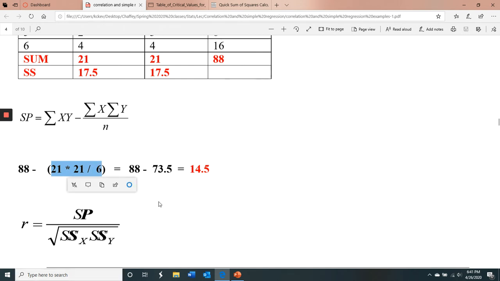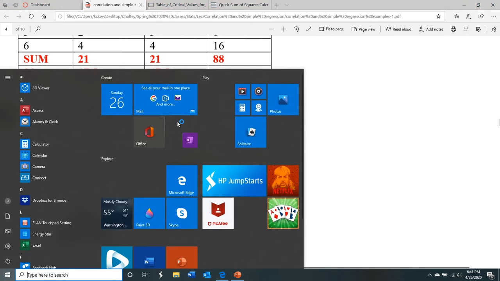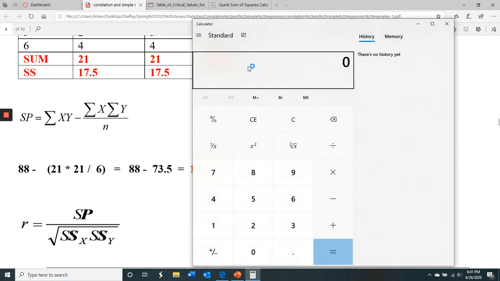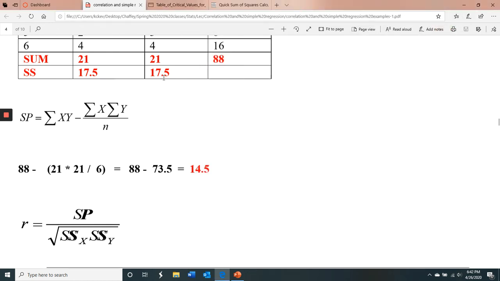So you take, and I have it solved here, but I'll show you in case you want to see it. We have 21 times 21, that's the sum of X times the sum of Y. That's 441. We divide it by N. There's 6 people in our sample. So 73.5 is this ratio right here. So we take the sum of XY, 88, minus 73.5. We have an SP of 14.5.